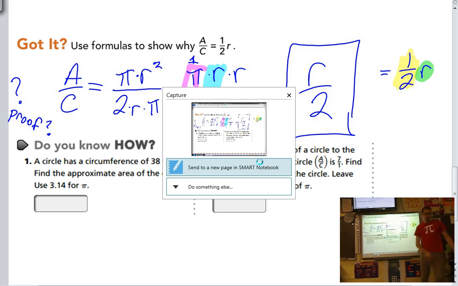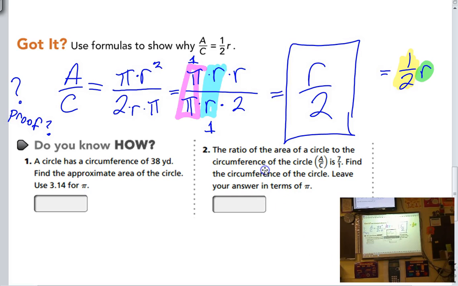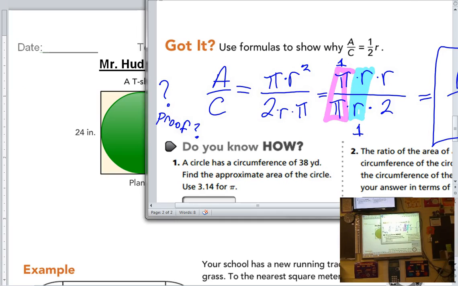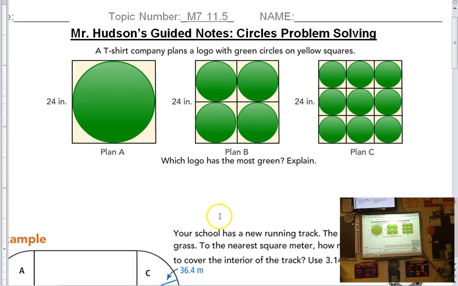All right, get 11.5, flip to that one. This gets really fun. And some of you guys, I think, are going to have a lot of fun with your homework tonight. The type of problem-solving that we're doing is not extremely challenging, but it's interesting.